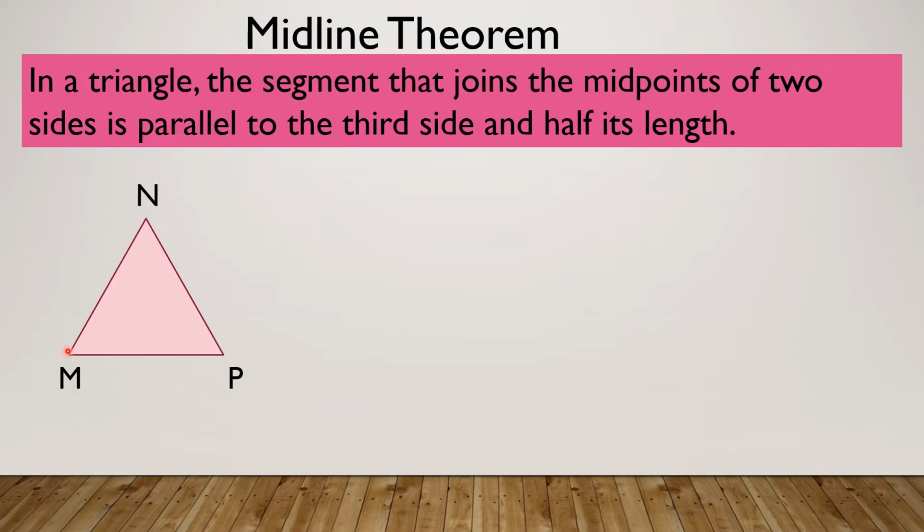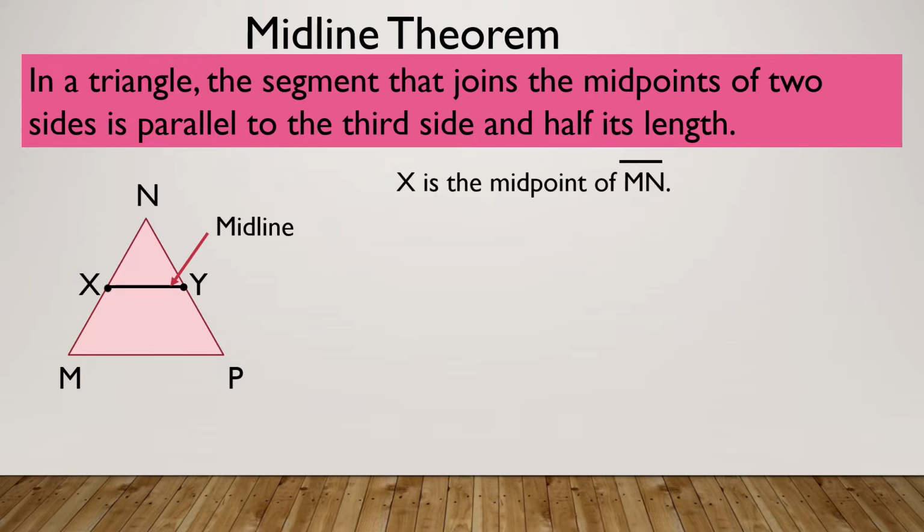So I have here triangle MNP. Let's locate the midpoint of MN and name that X. And the midpoint of NP, let's name that Y. If you connect these two points, we have a line segment XY, and that is what we call the midline.